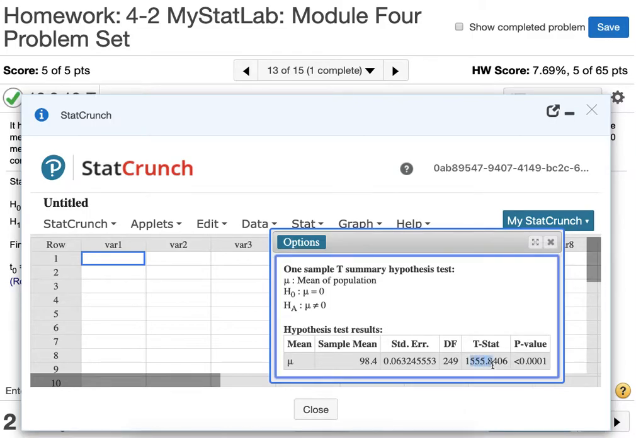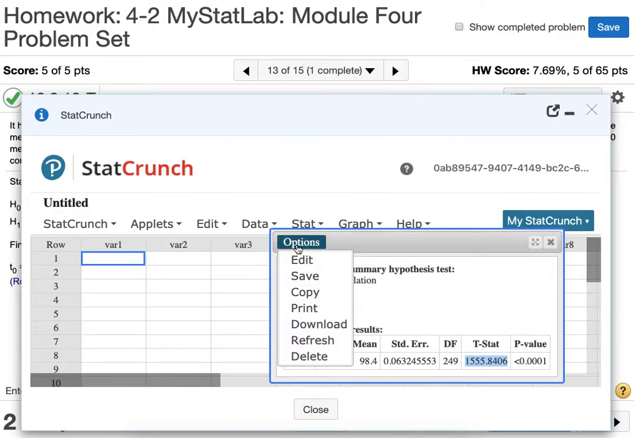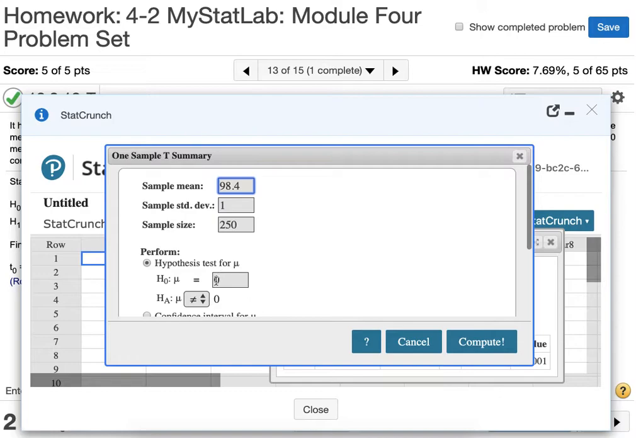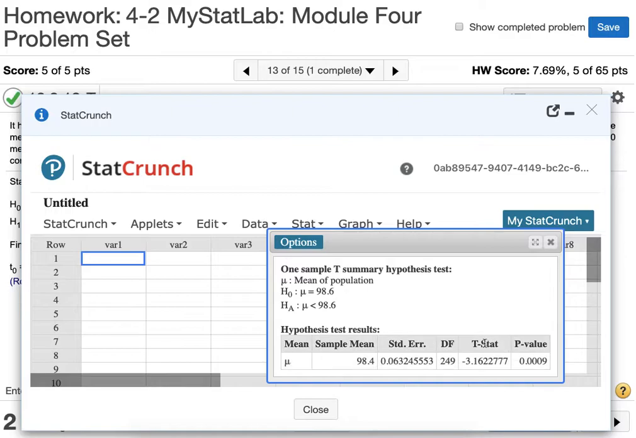What? Oh, I didn't put in the population mean. I was like, what? Sorry about that. So 98.6. And then this is less than. Okay, that looks much better.